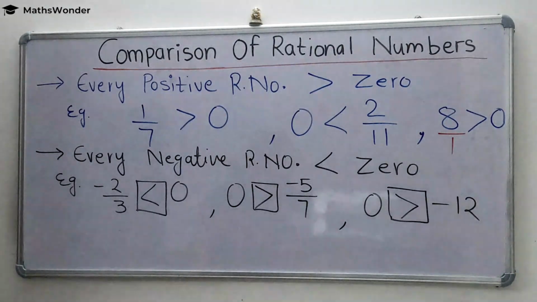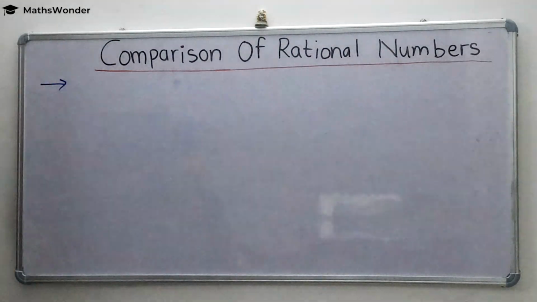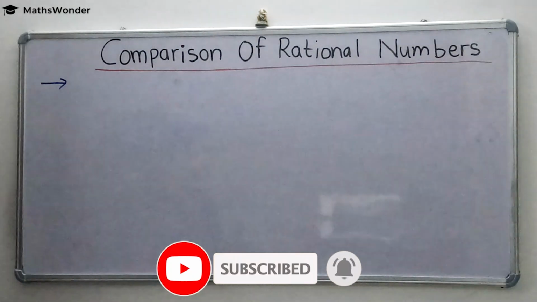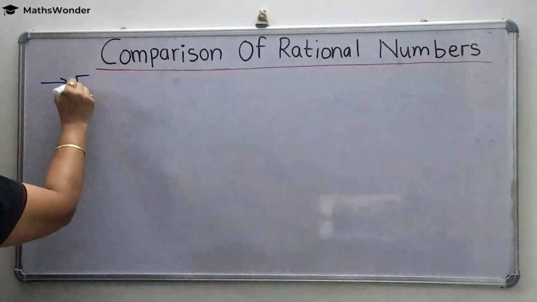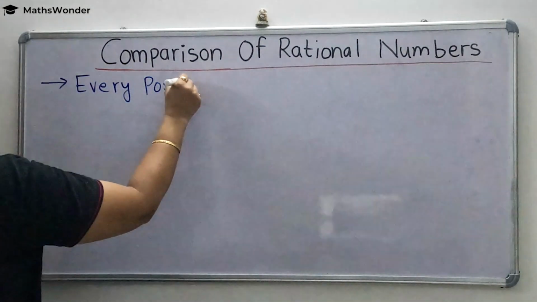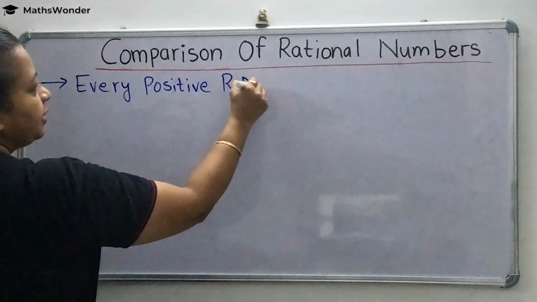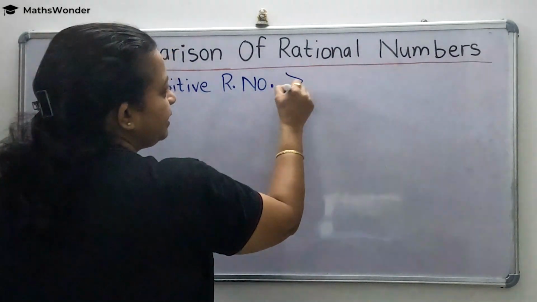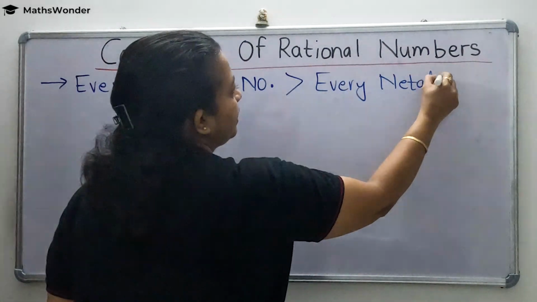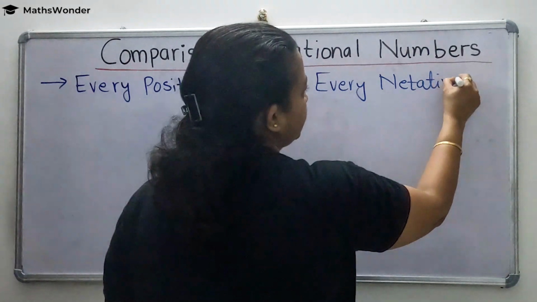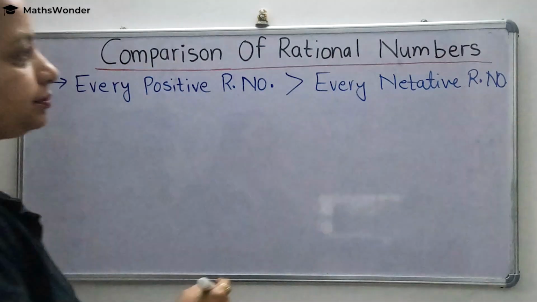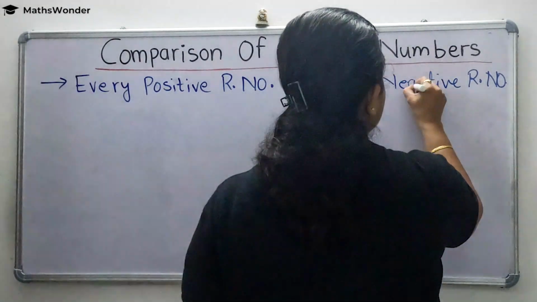Now, the third property is every positive rational number is greater than every negative rational number. Okay? Every positive rational number is greater than every negative rational number.